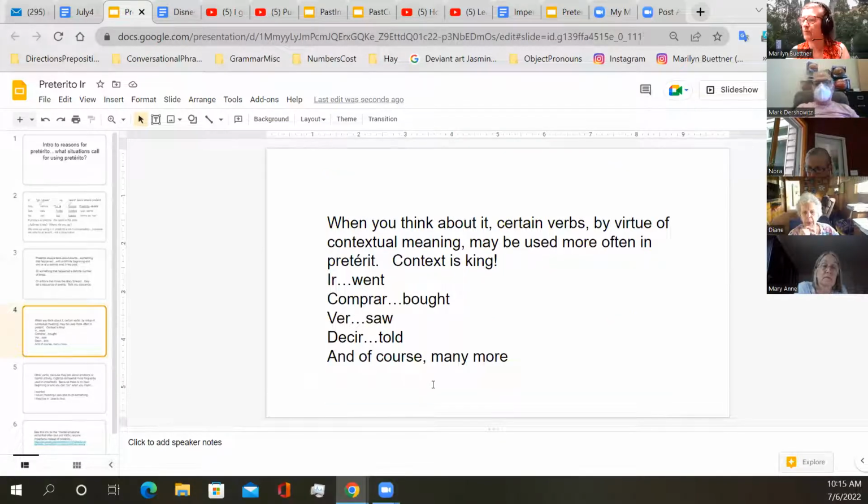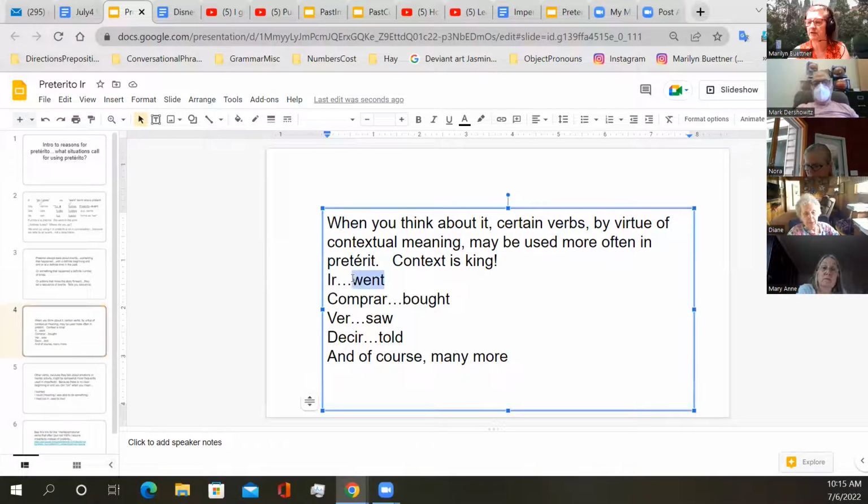Okay, so some verbs, just by virtue of what they mean and nothing else, are likely to be used more in preterito than in imperfecto. Likely. Not 100%. Can't even say 75%. It's just because of what the word means. When you say went, most of the time what we're conveying is an event that happened. And therefore, most of the time, you're going to wind up using preterito.